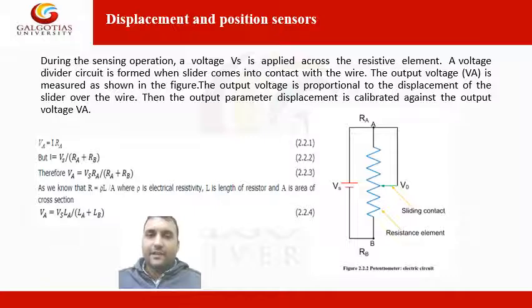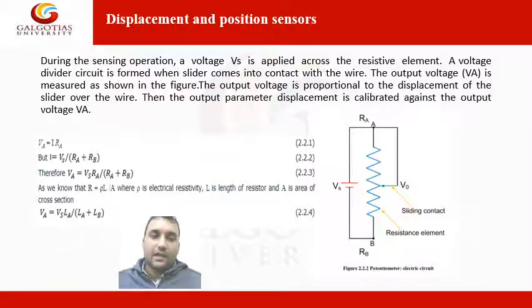A voltage divider circuit is formed when the slider comes in contact with the wire. This is the sliding contact, and this is the resistance R. The output voltage Va is measured at this point. The output voltage is proportional to the displacement of the slider over the wire. Then the output parameter, displacement, is calibrated against the output voltage Va.